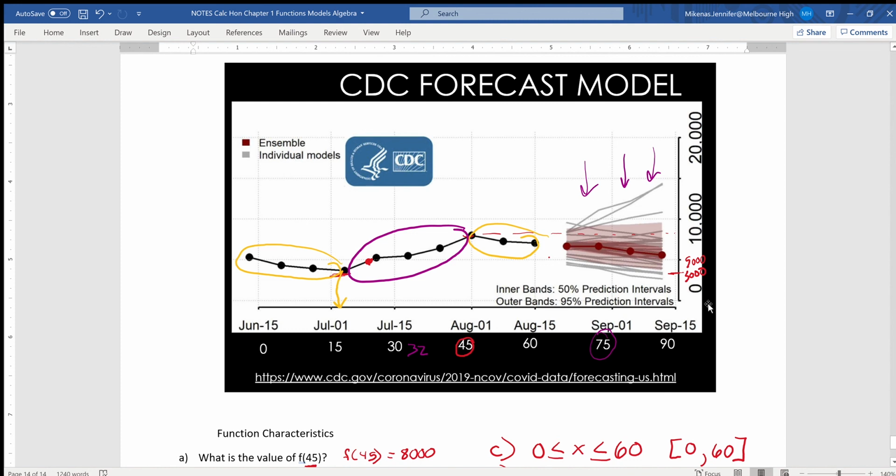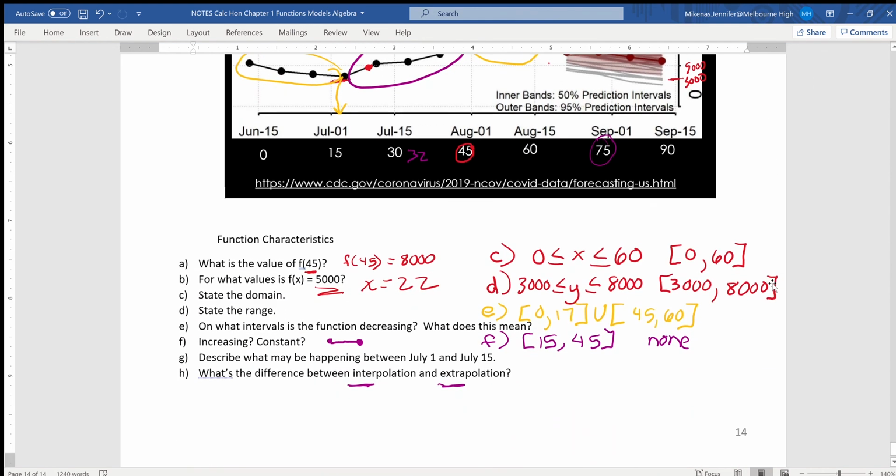Extrapolation is considered much less reliable because outside the data points that we have, there could be other circumstances that are affecting your outcome. And that's just a general rule of thumb. That doesn't necessarily mean that all extrapolation is incorrect. It depends on the scenario and it depends on the model.